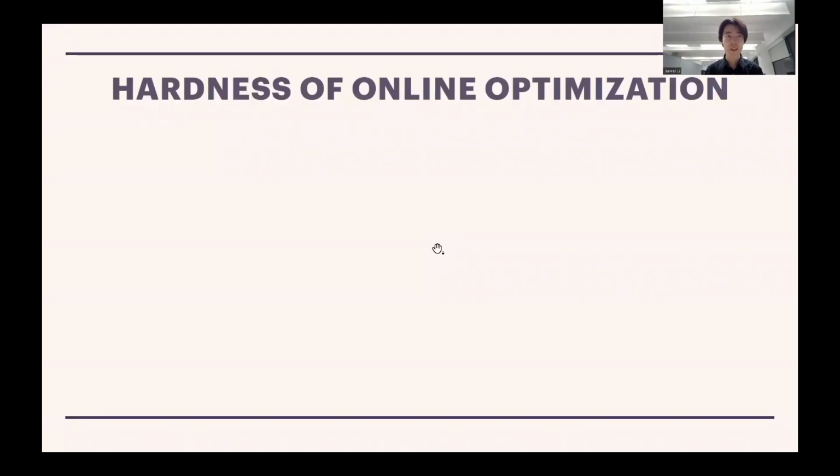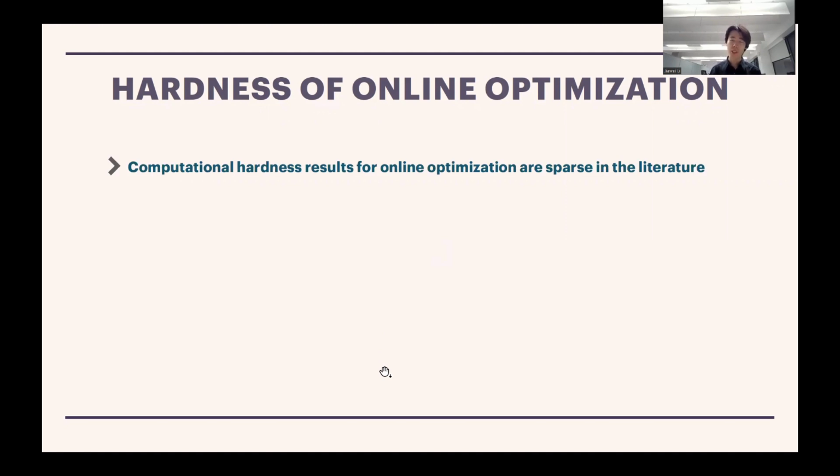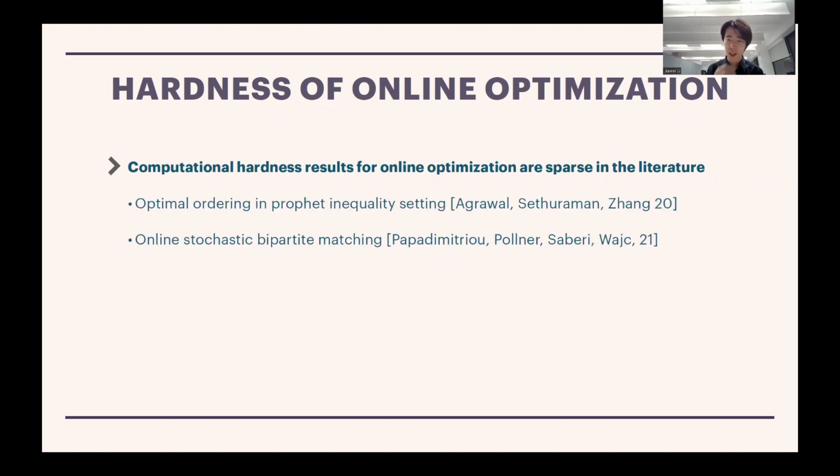Now I will briefly introduce how we get our hardness and PTAS result. First, I want to mention computational hardness results for this kind of online optimization problem are kind of sparse in the literature. And at a very high level, our NP-hardness reduction is similar to this work, optimal ordering in the prophet inequality setting by Agarwal, Sethuraman, and Zhang.